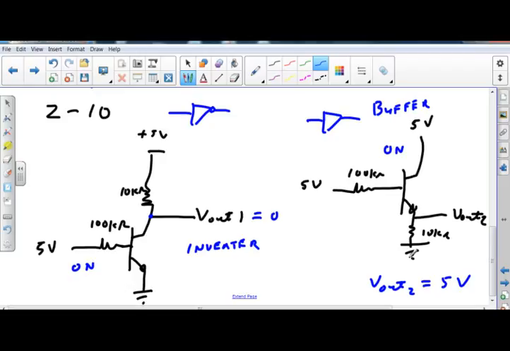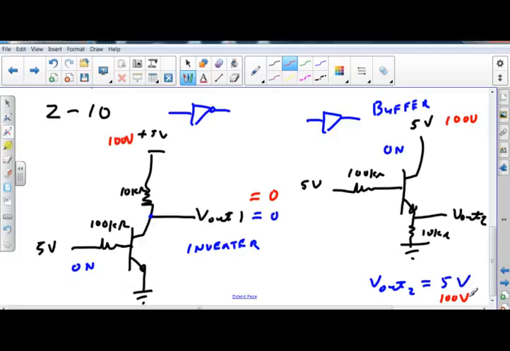Right. So the question is, if I had 100 volts up here, what would be the voltage out 1? 0. If I had 100 volts out here, what would be the voltage out 2? 100 volts.